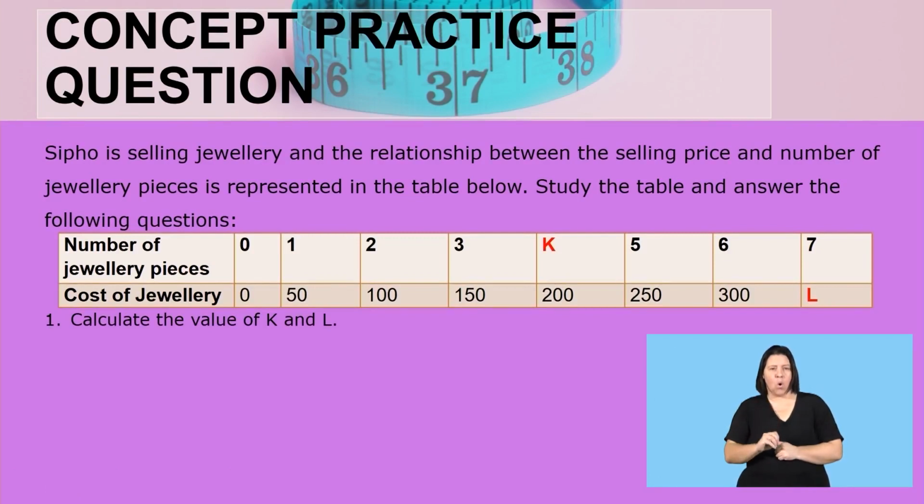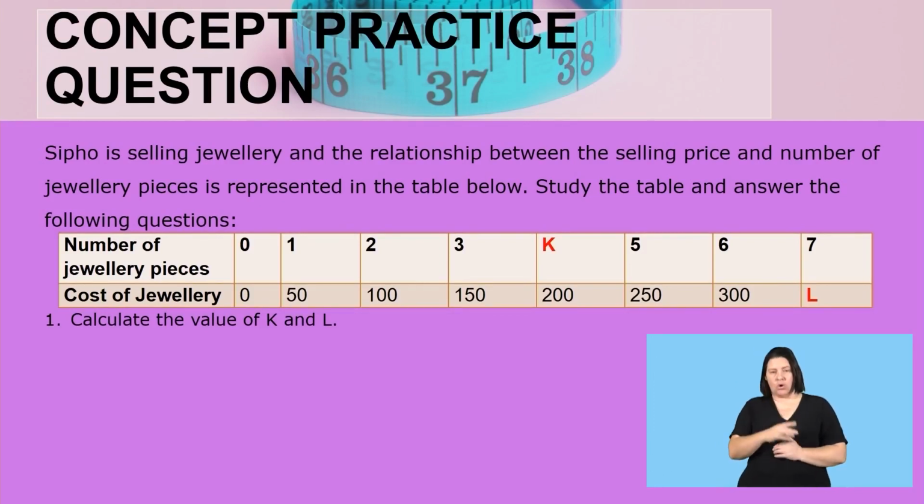Sipho is selling jewelry, and the relationship between the selling price and number of jewelry pieces is represented in the table below. Study the table and answer the following questions. Okay, let us have a look at the table.